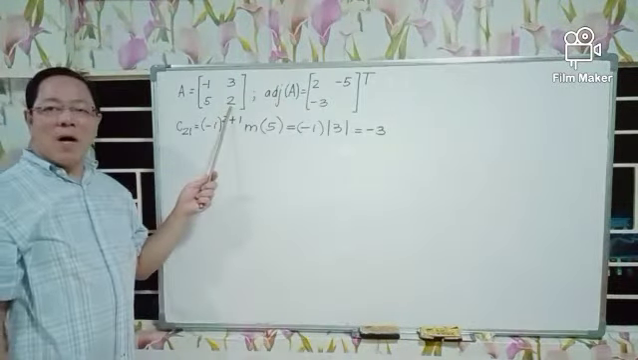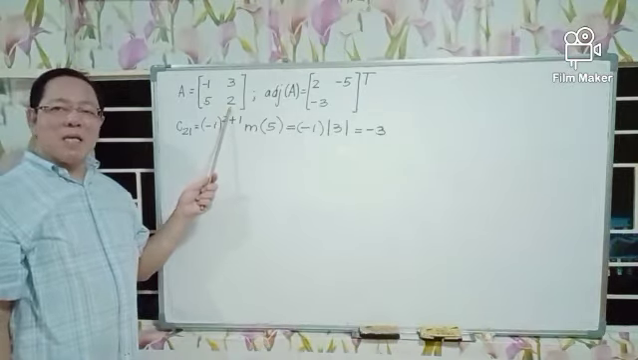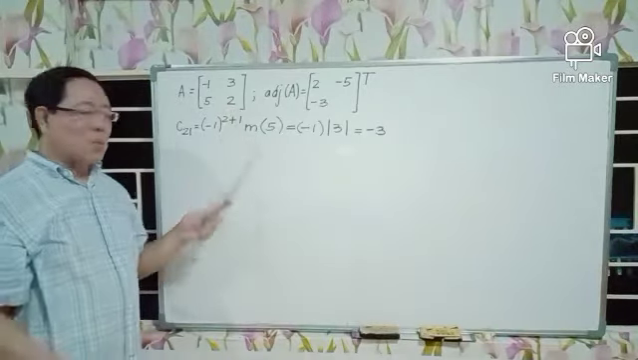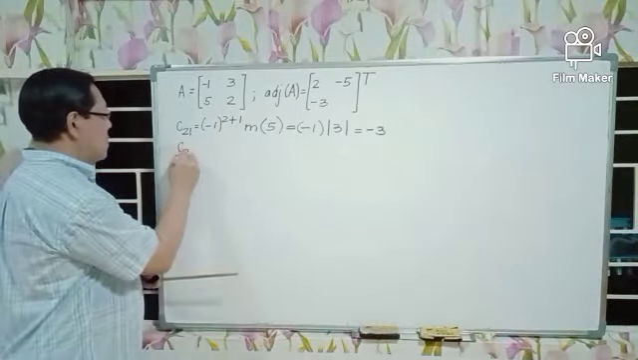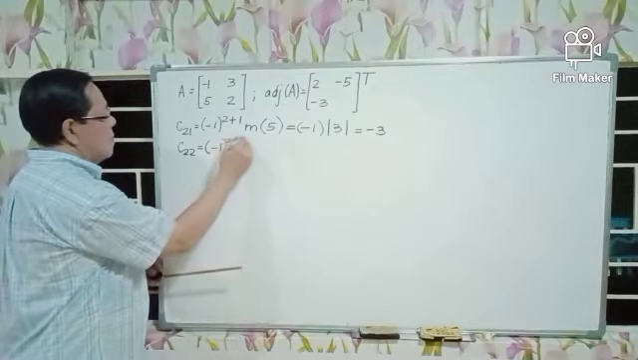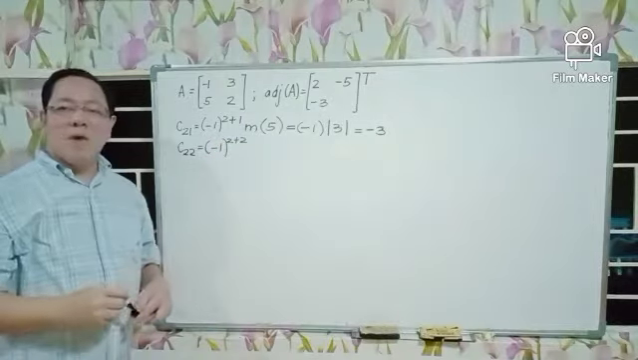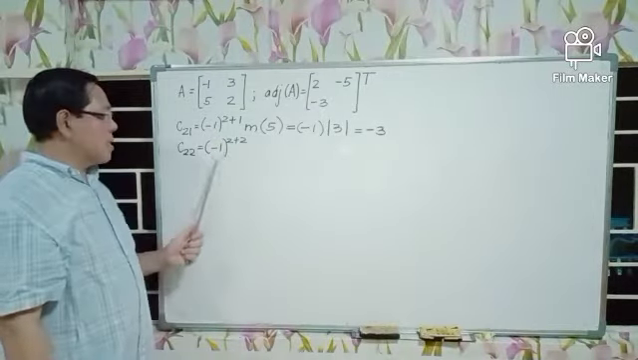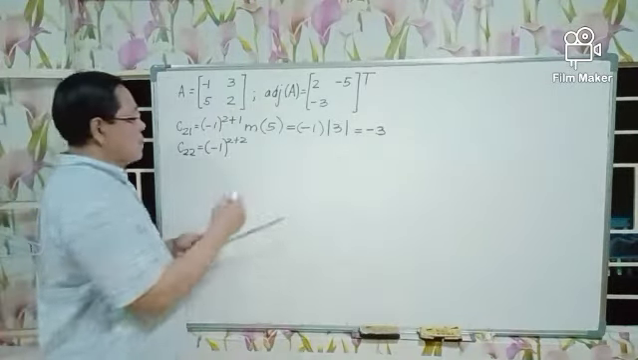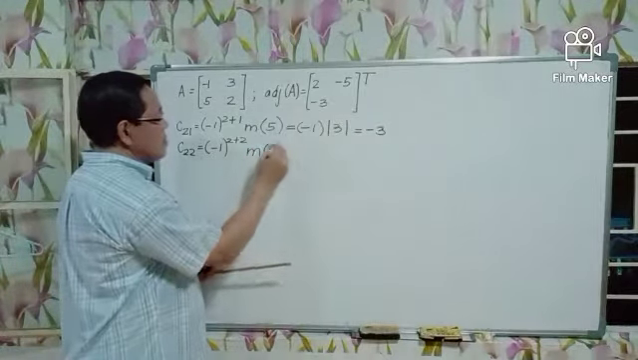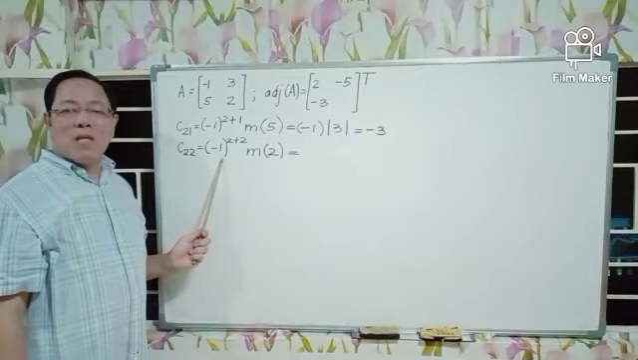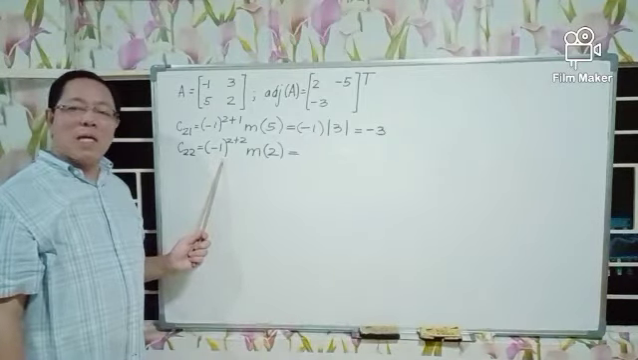Lastly, we find the cofactor of 2. 2 is the entry in the second row and second column. We denote its cofactor by C sub 2, 2. And the cofactor C sub 2, 2 is equal to quantity negative 1 raised to 2 plus 2 multiplied by the minor of 2. Negative 1 raised to 2 plus 2 equals negative 1 raised to 4, and negative 1 raised to 4 is positive 1.